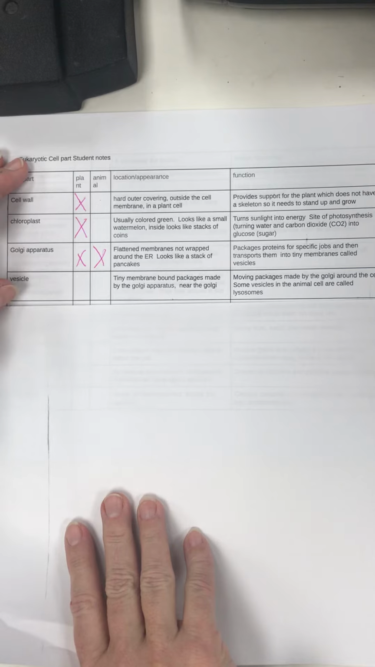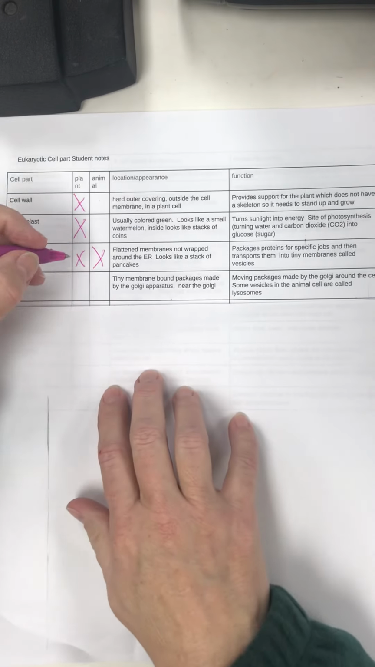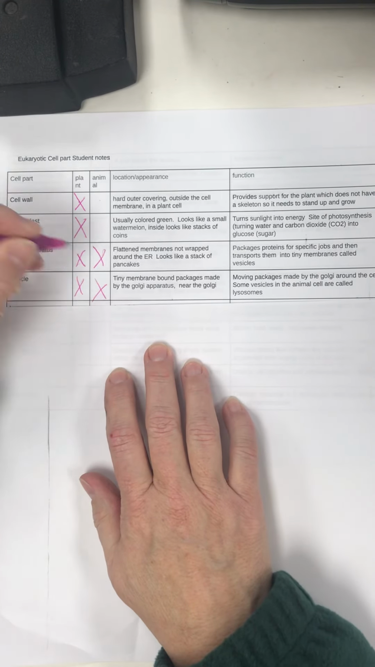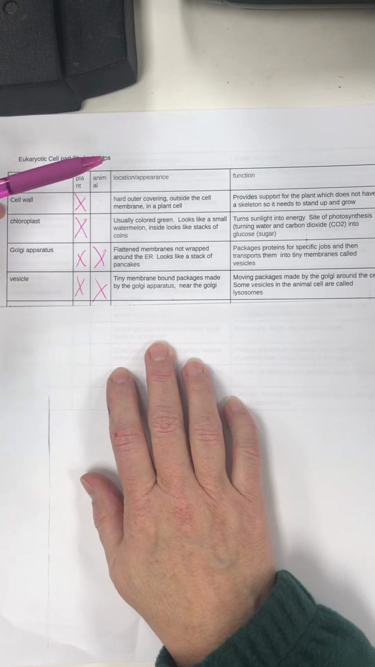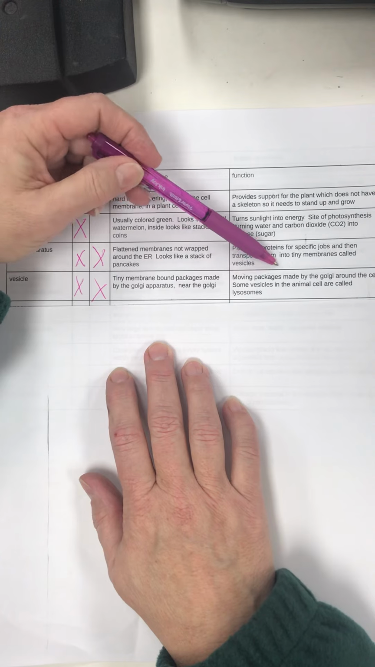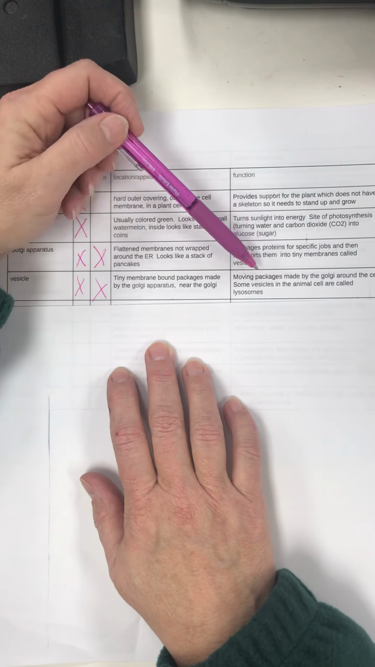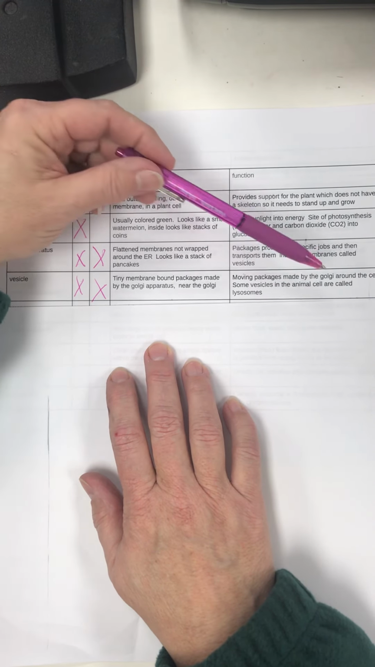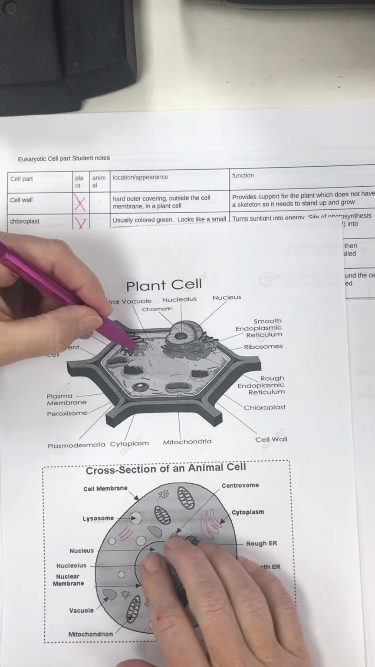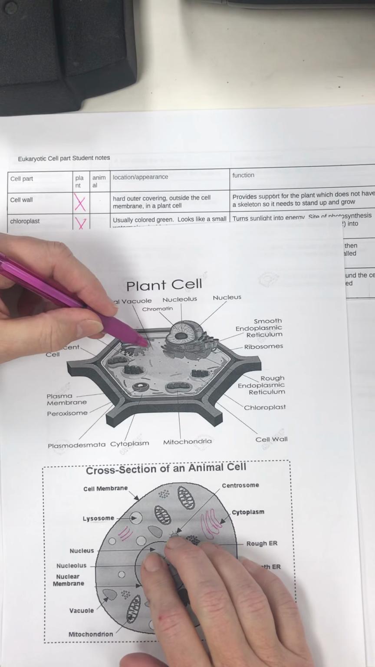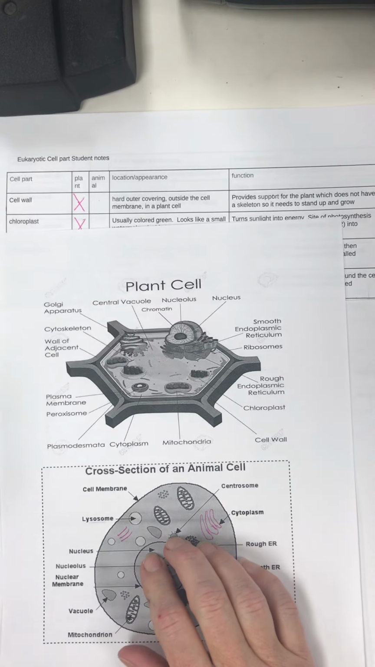Okay, after the Golgi apparatus, we have a vesicle. Vesicles could be in either. Tiny membrane-bound packages made by the Golgi apparatus near the Golgi. These moving packages made by the Golgi around the cell. Some vesicles in an animal cell are called lysosomes. Now, here's the Golgi. So these little packages that are leaving would be vesicles.